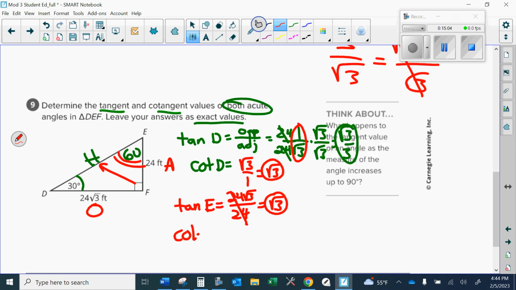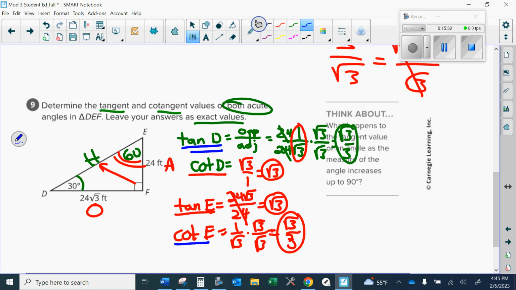And the cotangent of E would be that reciprocal. The reciprocal of root 3 over 1 is 1 over root 3. Remember, I can't have a root in the denominator, so I rationalize it. Multiply by root 3 over root 3, multiply straight across, and I get root 3 over 3. And there's my answer. Now if we compare them, notice the cotangent of D equals the tangent of E, and the tangent of D equals the cotangent of E. Not that you need to remember that, but they'd like to see if you can see a relationship, how they're the same.